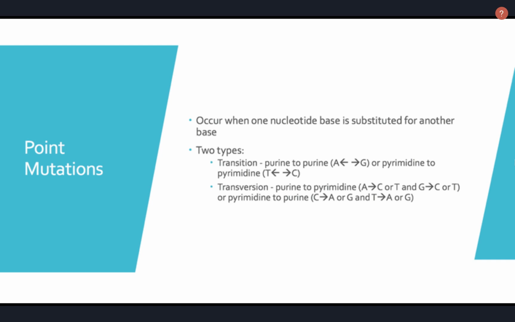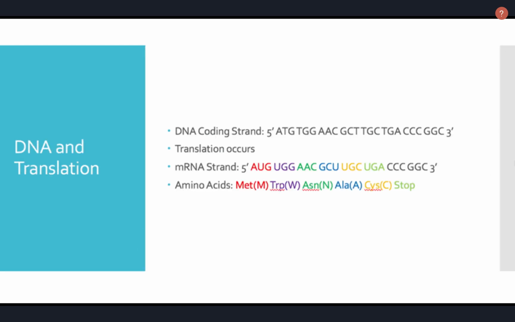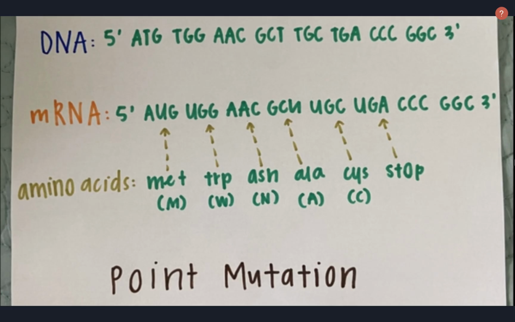The DNA coding strand we are given can be translated into mRNA, which codes for specific amino acids, as seen. The UGA codon codes for the stop amino acid, so we don't continue reading the mRNA after. Here is our original information. Let's begin with the first point mutation.